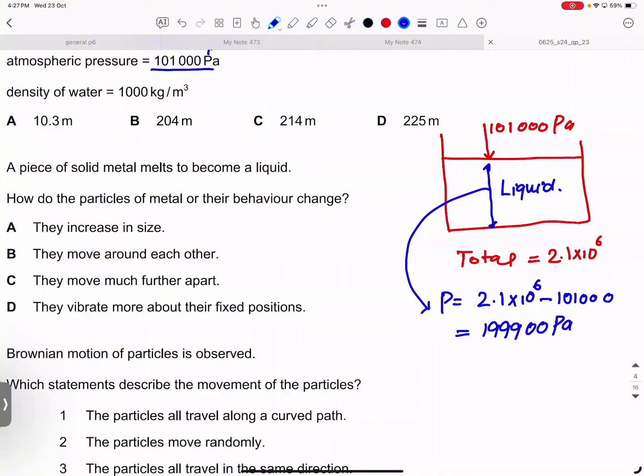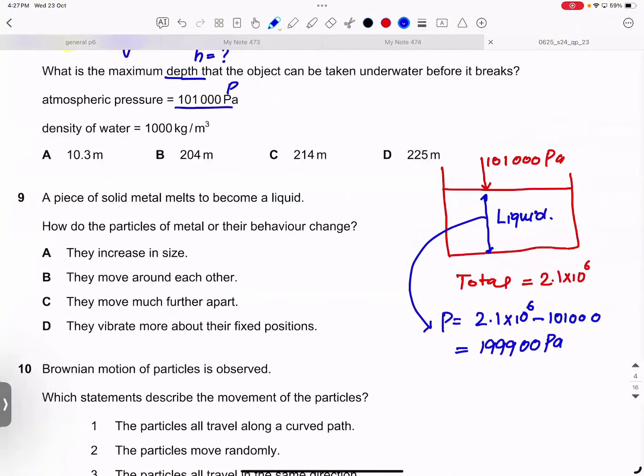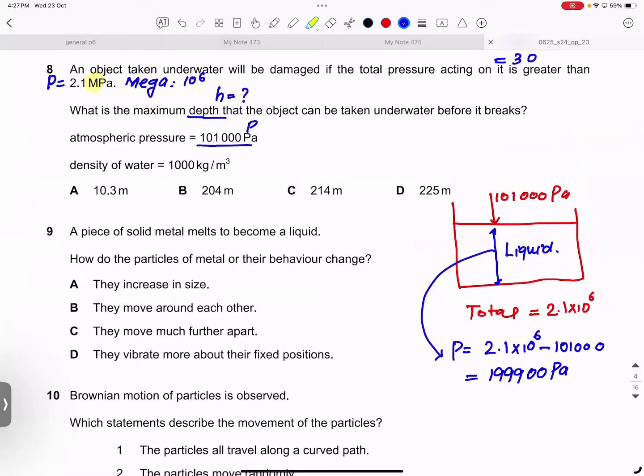This is the liquid pressure. Now the question is, you need to find the depth. Liquid pressure, which you just found, we know the formula of liquid pressure is rho g h. You need h. It will be pressure divided by density times g. You substitute.